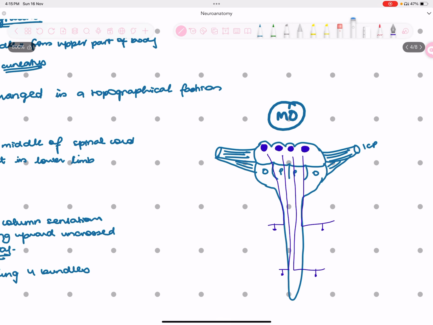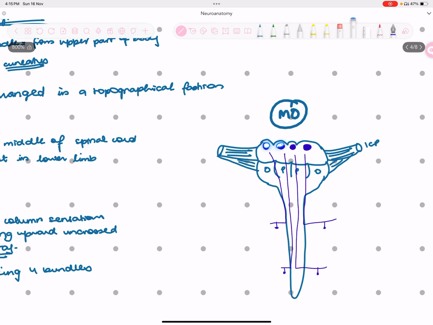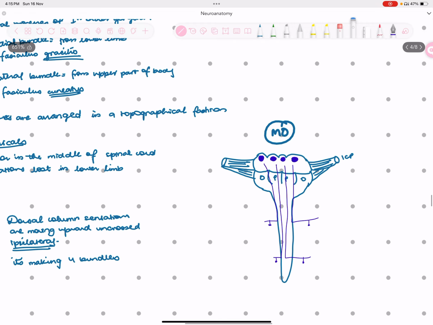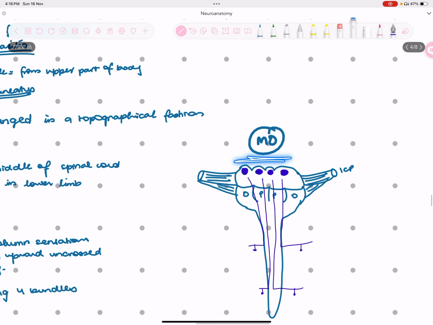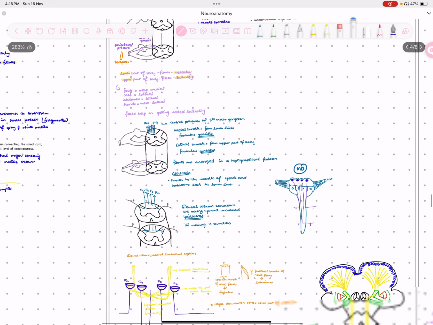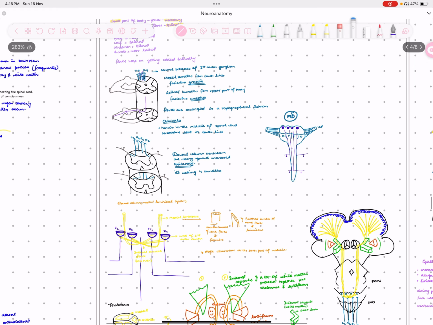And then these fibers are going to terminate at the level of medulla oblongata. You will have the nucleus cuneatus and nucleus gracilis. So this is your nucleus gracilis medially and cuneatus laterally. So it's going to terminate there. So where are you going to find your nuclei? They're at the level of the medulla oblongata, right? Nucleus gracilis and cuneatus. That's where this is going to terminate.